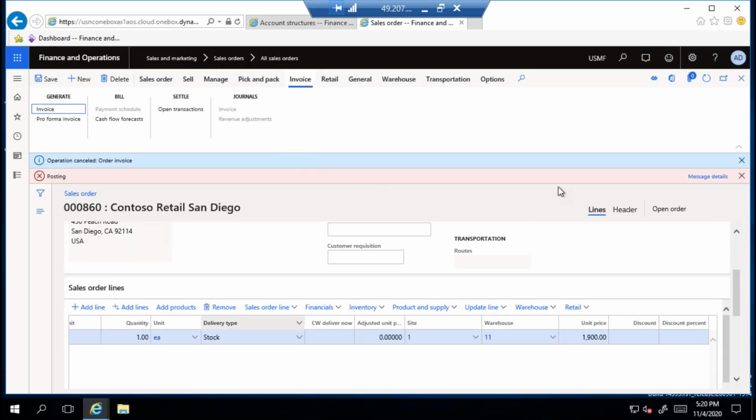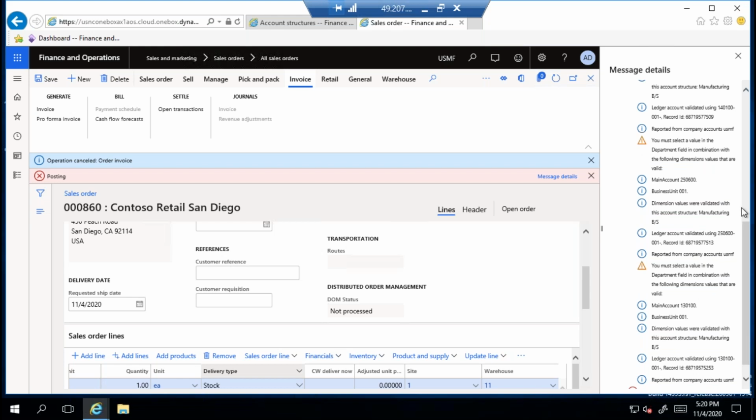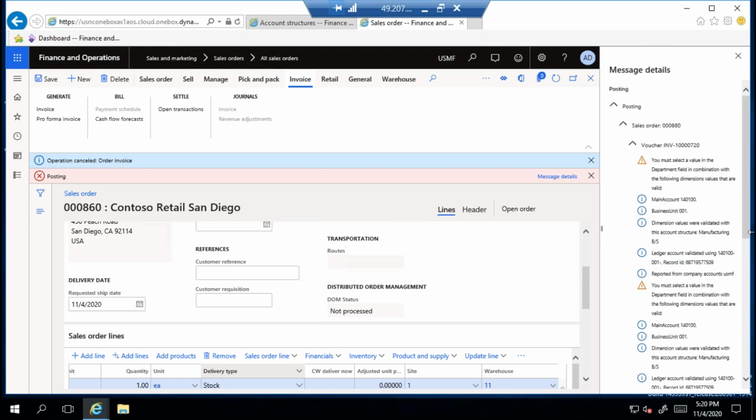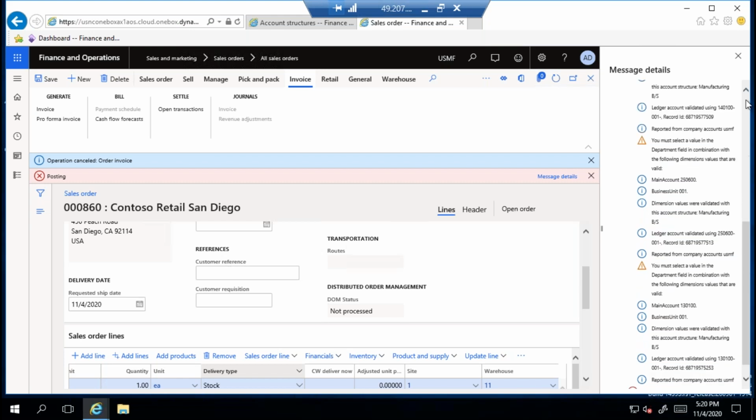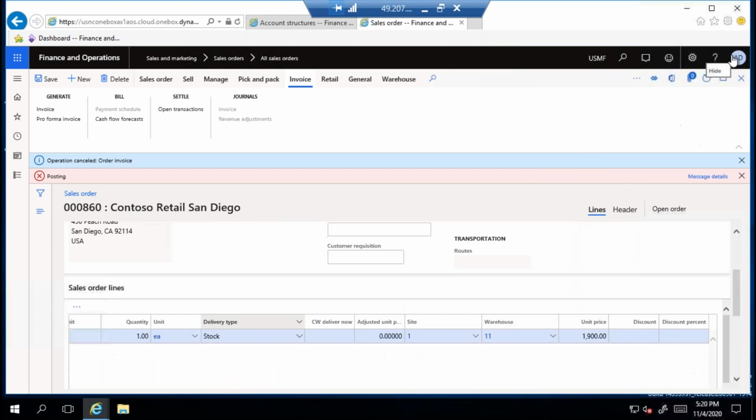So if you verify, it is throwing an error message related to the department field combination: business unit and department. There are a lot of them. The reason behind this is that we have made business unit and department mandatory. That is the reason it is throwing error messages.